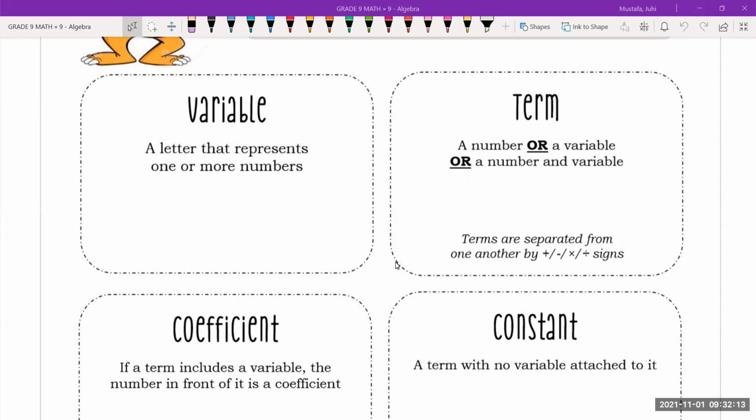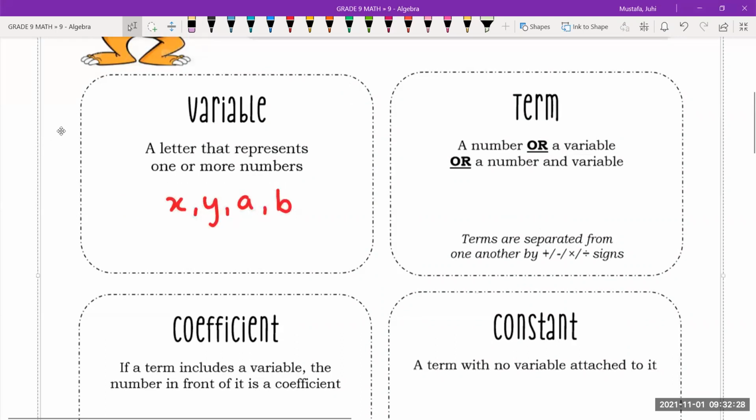So whenever we talk about variables, we're actually just talking about the letters. For example, X is a variable, Y is a variable, A is a variable, B is a variable. So anytime you're using a letter to represent an unknown, that is known as a variable. So a letter that represents one or more numbers.